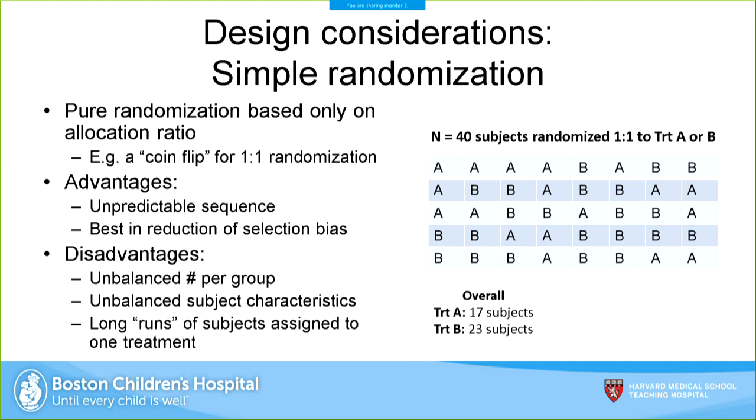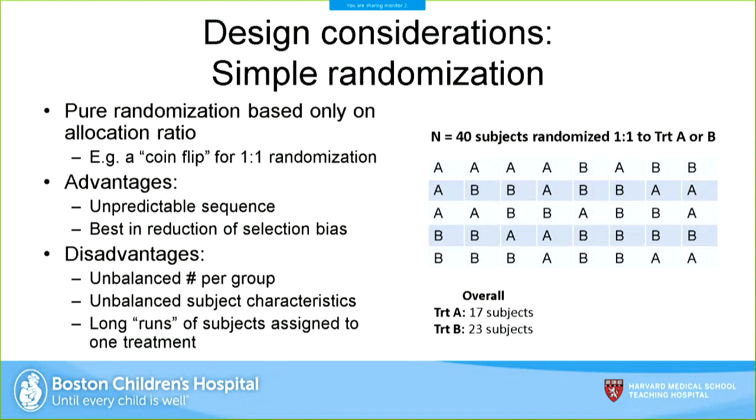So the advantage of a simple randomization like this is that it's unpredictable. You're not going to be able to tell what the next treatment intervention would be. And it's really good at reducing selection bias. However, if you're unlucky, you could end up with unbalanced numbers of subjects per group. You could also end up with unbalanced characteristics in the subjects between groups. So you may end up with more males in treatment A than in treatment B. And that's something you may have to control for in your analysis.